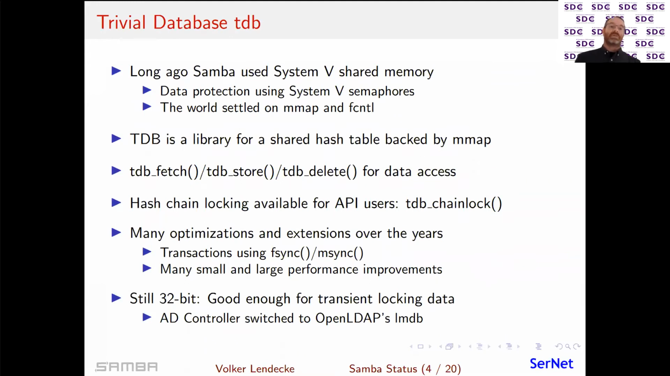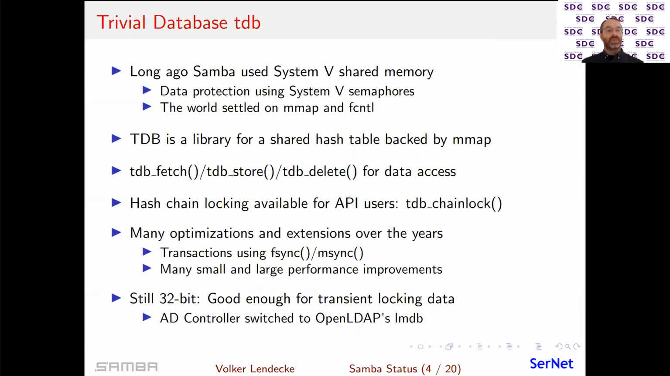How and why was TDB developed? Long ago, in Samba 1.something, Samba used for the same purpose System V shared memory, together with System V semaphores. These System V inter-process communication APIs haven't really taken off, and the ball settled on mmap and fcntl at that time. And as you can see in the little introductory text to TDB, essentially this is a library that abstracts away all the different implementations that used System V shared memory to just implement a little shared database.